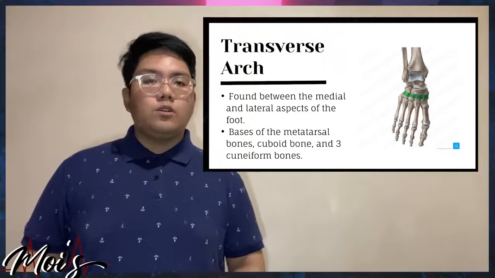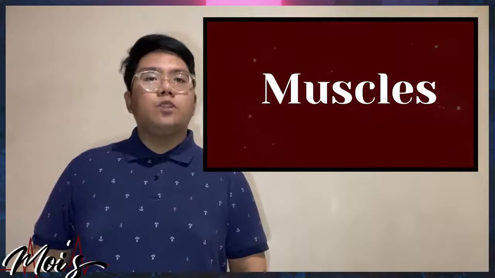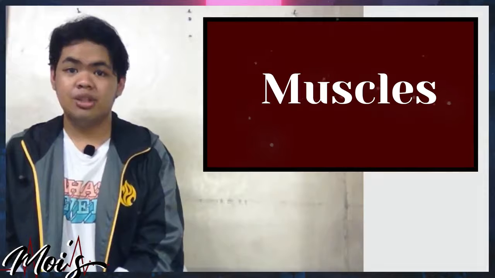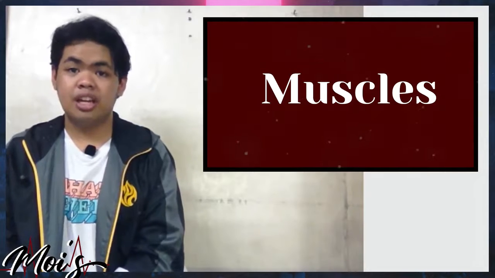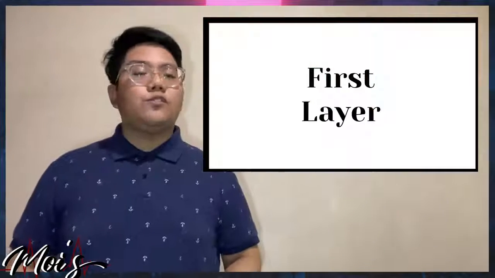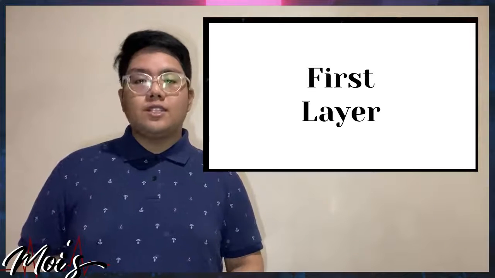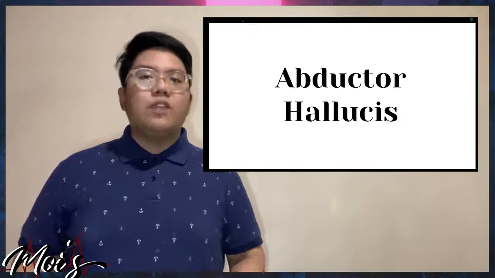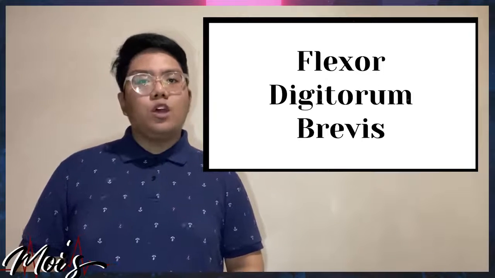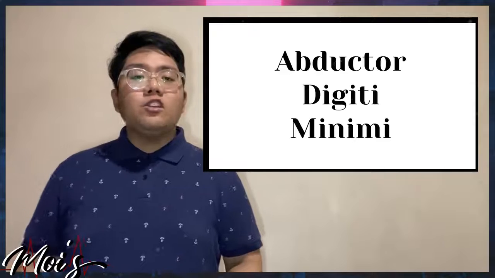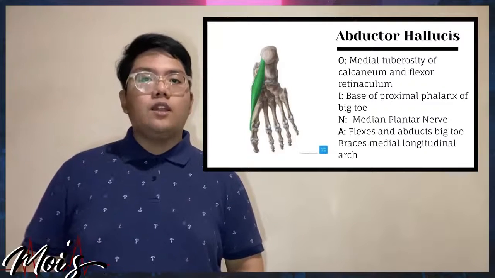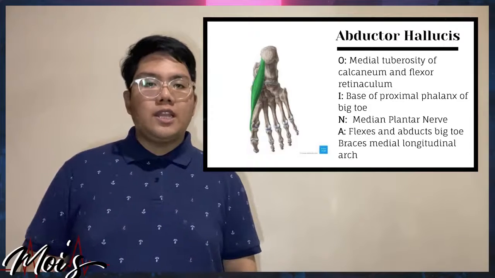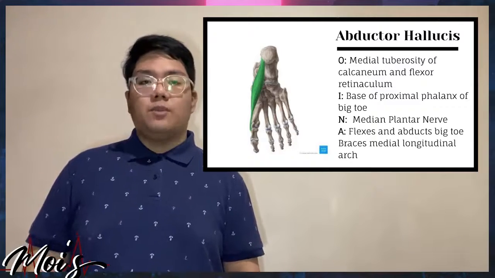Since we are done with the bones in your foot, it's now time to learn the muscles of your sole. The sole muscles are divided into 4 layers, from inferior to superior. Let's start with the first layer. The first layer consists of the following muscles. We have the abductor hallucis, flexor digitorum brevis, and abductor digiti minimi. The abductor hallucis originates from the medial tubercle of the calcaneus and flexor retinaculum and is inserted at the base of the proximal phalanx of the big toe.